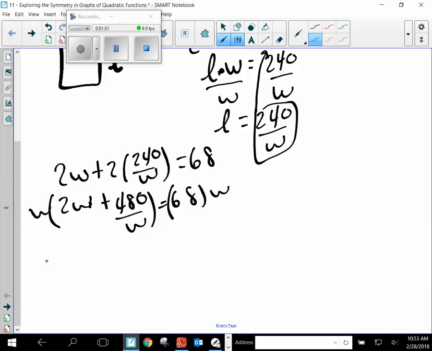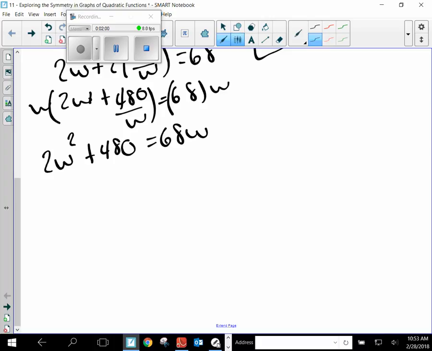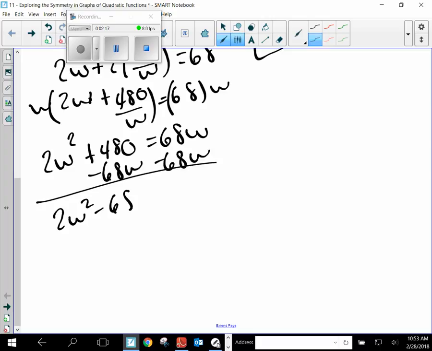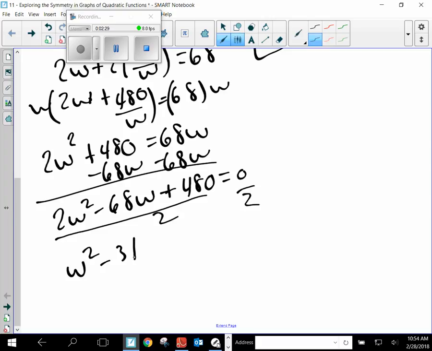So now I distribute, and I have 2W squared plus 480 equals 68W. Now you see I have a quadratic. Notice that I have a W squared term and a W term, which means I'm going to have to factor. I can't use square roots. So subtract 68W from both sides. 2W squared minus 68W plus 480 equals 0. Notice I have a common factor of 2, which I'm going to divide out because I have an equation. So W squared minus 34W plus 240 equals 0.